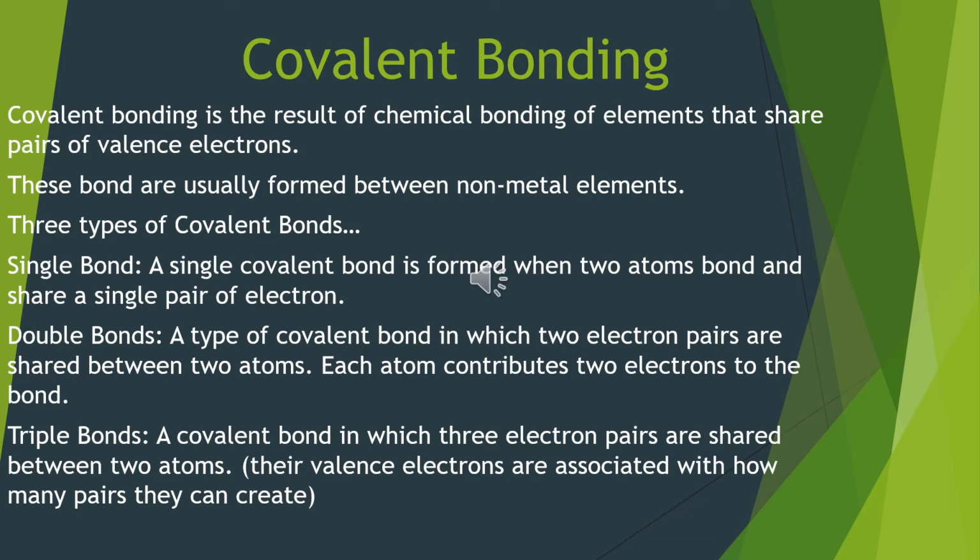Double bond. Here, two electron pairs are shared between two atoms and hence each atom contributes 2 electrons to the bond. Next, triple bond. Here, 3 electron pairs are shared between two atoms.